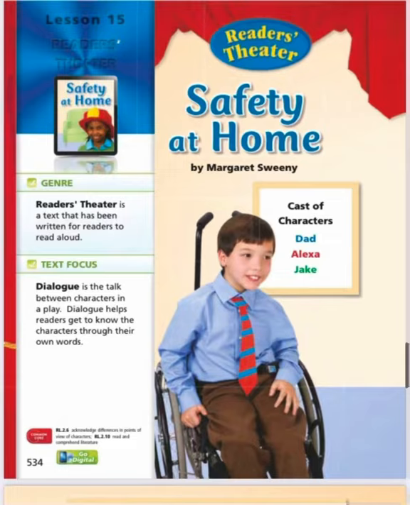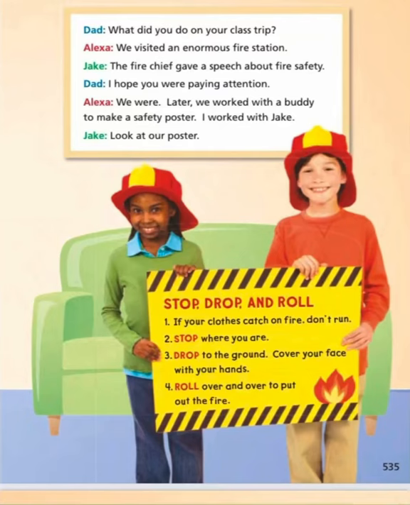Safety at Home by Margaret Sweeney. Cast of characters. Dad, Alexa, Jake. Dad: What did you do on your own class trip? Alexa: We visited an enormous fire station. Jake: The fire chief gave a speech about fire safety. Dad: I hope you were paying attention. Alexa: We were. Later, we worked with a buddy to make a safety poster. I worked with Jake. Jake: Look at our poster.